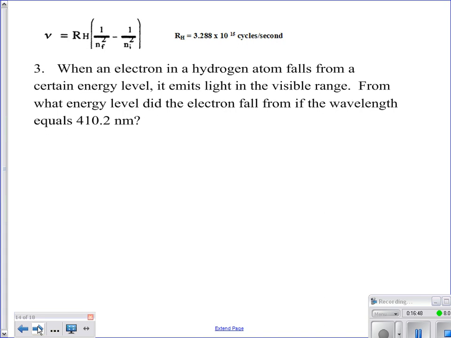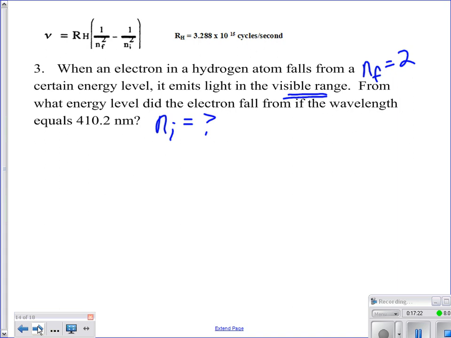Here it says, when an electron in a hydrogen atom falls from a certain energy level, it emits light in the visible range. What does that tell us? 2 for our final. And the question is, what energy level did the electron fall from? So in other words, what is our initial energy level if the wavelength equals 410.2 nanometers? Starting with wavelength, what do you want to solve for? Frequency.